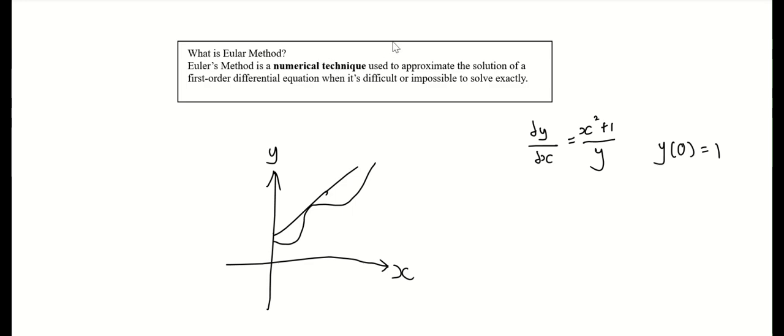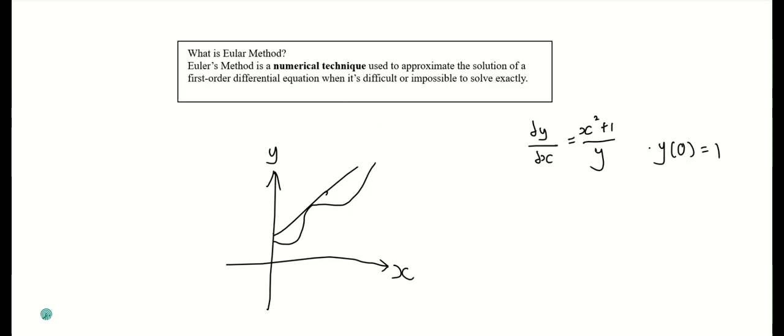Euler method is a numerical technique used to approximate the solution of a first-order differential equation when it's difficult or impossible to solve exactly. And our goal here is to find the value of y when x equals 1, given the differential equation dy over dx equals x squared plus 1 over y, having our initial value of y0 equals 1.